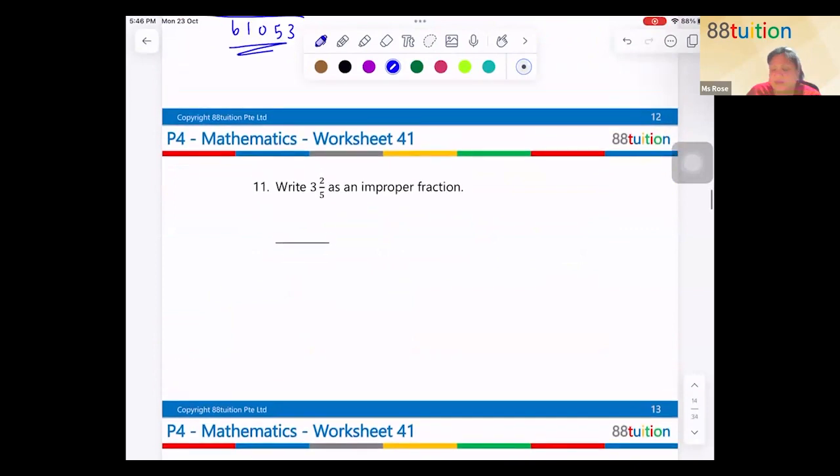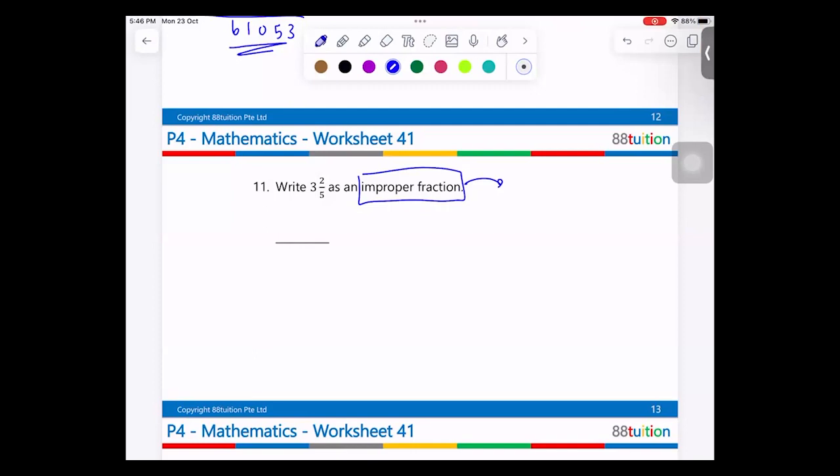Okay, write 3 2/3 as an improper fraction. What does improper fraction mean? Numerator greater than the denominator. Thank you.